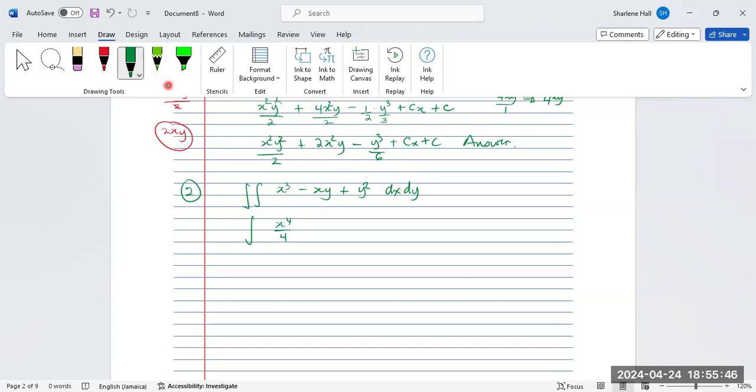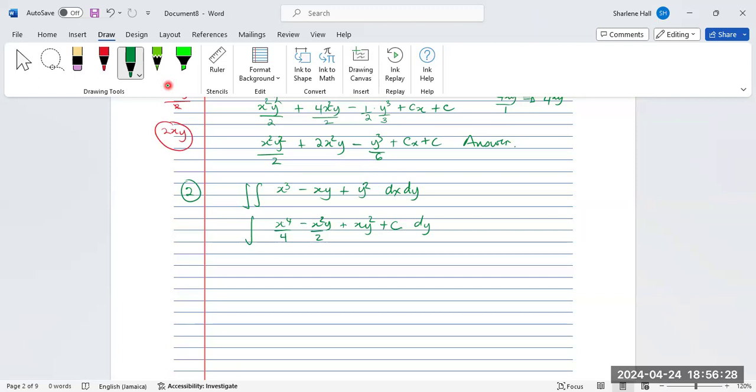Minus, I'm integrating this with respect to x. So this is minus x squared over 2. That's correct? Yes, sir. Plus, watch this, xy squared. You see that? Definitely. Good. Plus c dy. You see that?